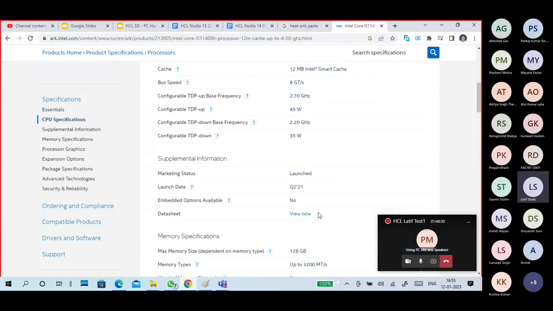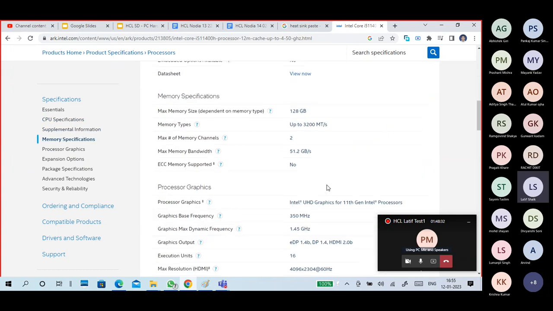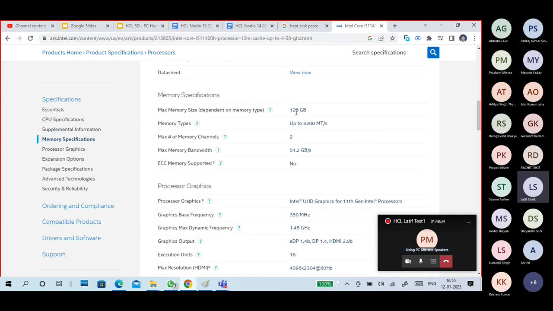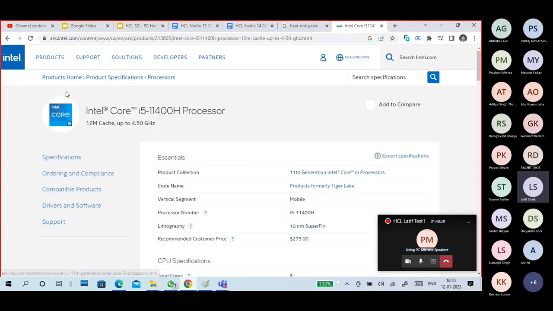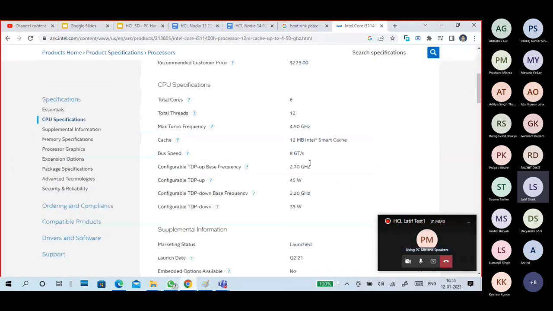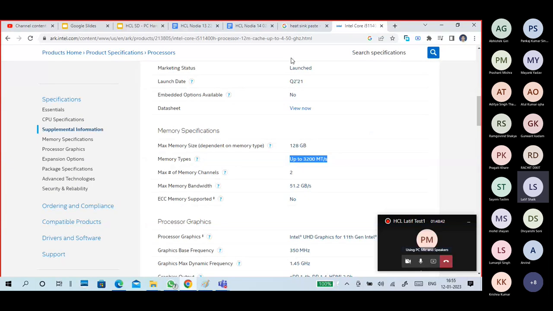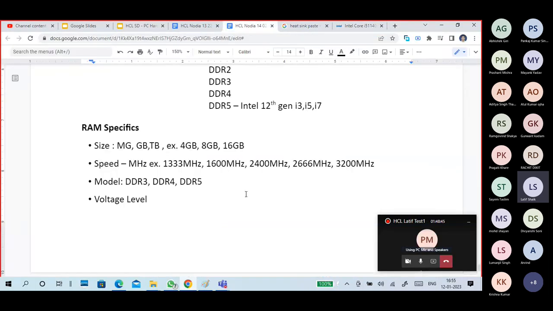So my point is, we have seen cache memory already, and RAM. So you are using this particular processor, which means you will know what kind of RAM you have to utilize and how much RAM you have to utilize. It also depends upon your motherboard. And the voltage level of RAM is also important.